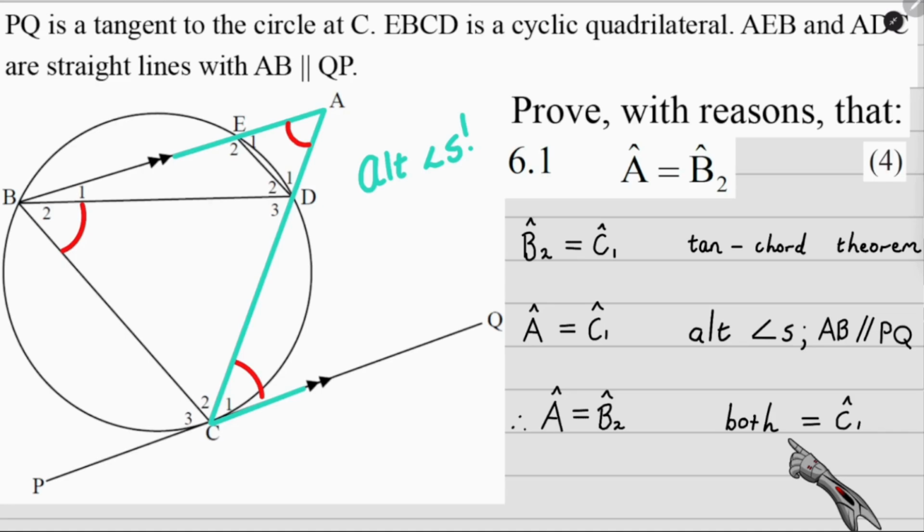And then we're going to quickly run through where the 4 marks come from in this question. We get 1 mark a pop for each statement, and then we get 1 mark a pop for each little reason.